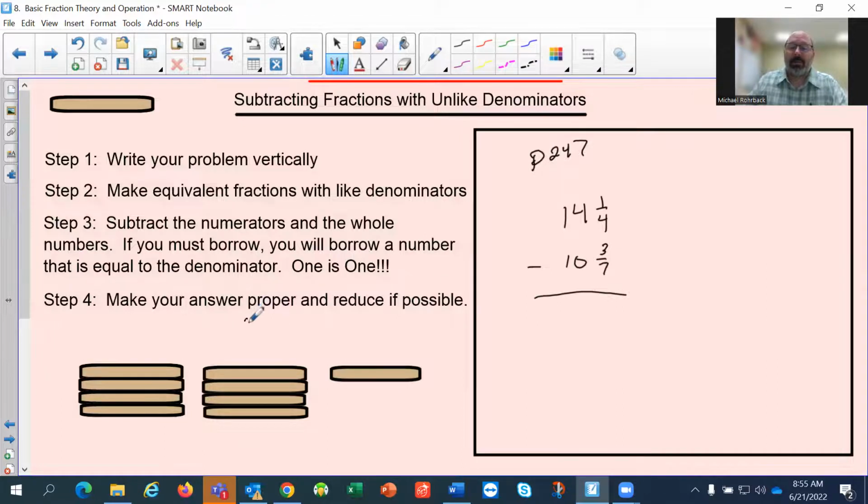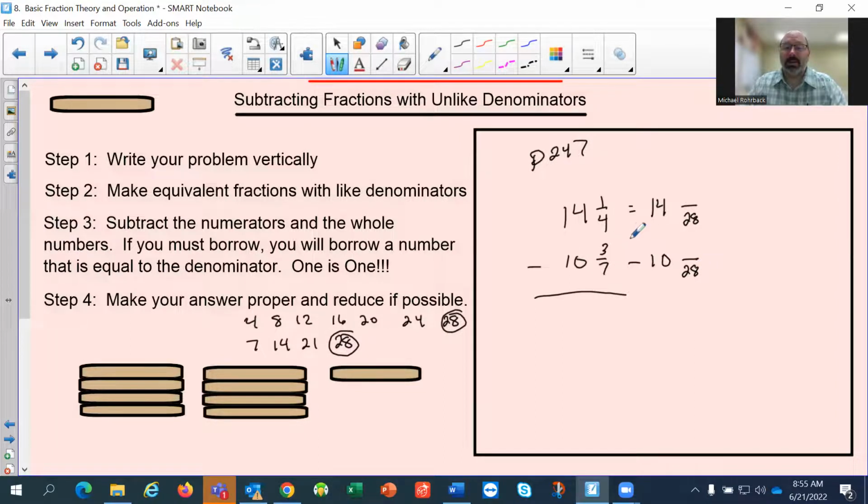So if we think about our 4 times tables, 4 times 2 is 8, times 3 is 12, times 4 is 16, 20, 24, 28. All right, I'm going to stop and check the 7s. 7 times 1, 7 times 2, 7 times 3, 7 times 4, and there it is. The first number is going to be these two numbers multiplied by each other. So we're going to end up with 14 and something over 28 minus 10 and something over 28. So we got to cut these pieces into 28ths. Okay, fair enough.